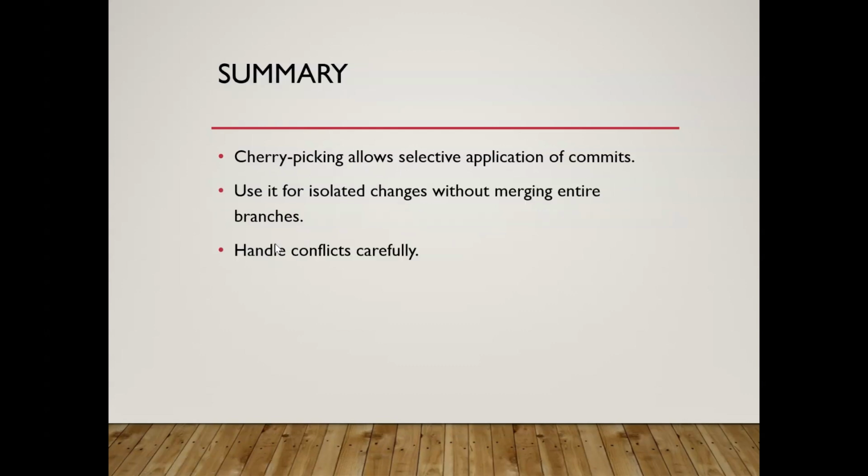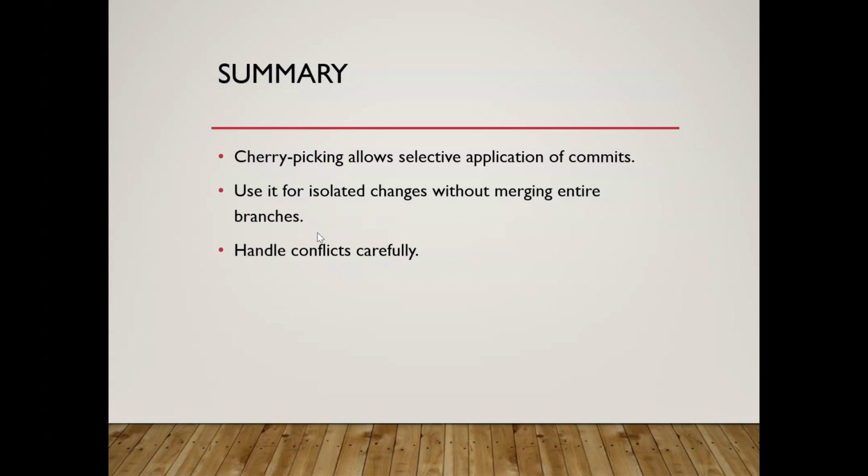So cherry picking basically allows selective application of commits. You can select a particular commit and merge it to the target branch. Use it for isolated changes without merging the entire branch. Suppose you have a feature branch and you want to merge only a particular commit, not all the changes you might have. You can use git cherry-pick so that only that particular commit will be merged. You will of course have to handle the conflicts carefully.